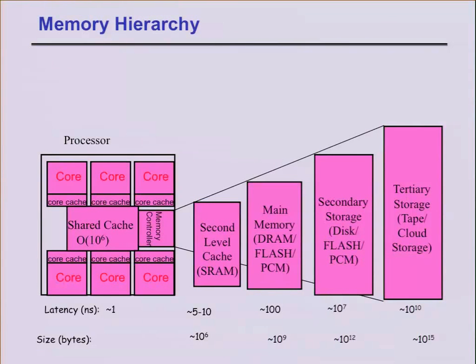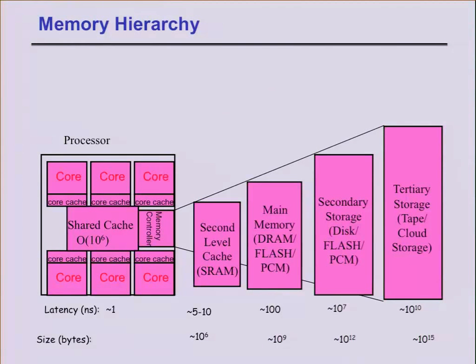So each core in a modern processor has its core cache. It has a shared cache. These numbers are roughly correct. It has a memory controller that talks to the rest of the world. Often there is a second level cache. And then the thing that you think of as memory, the thing that your laptop manufacturer advertises, is how many megabytes or gigabytes of memory you have, is this thing here. It's the DRAM. And then you have secondary and tertiary storage, cloud. No, never mind. Let's not even talk about that.